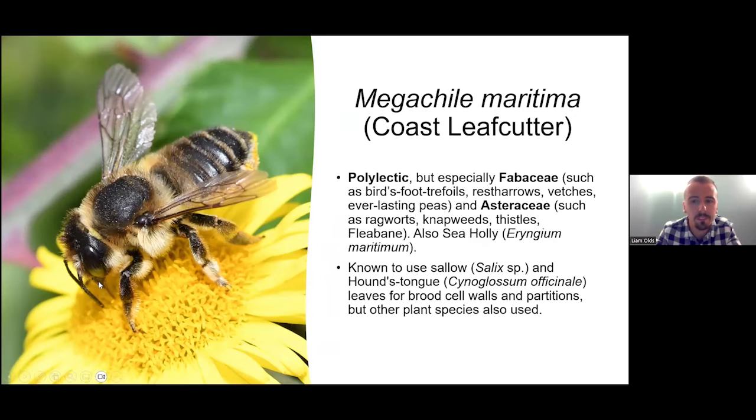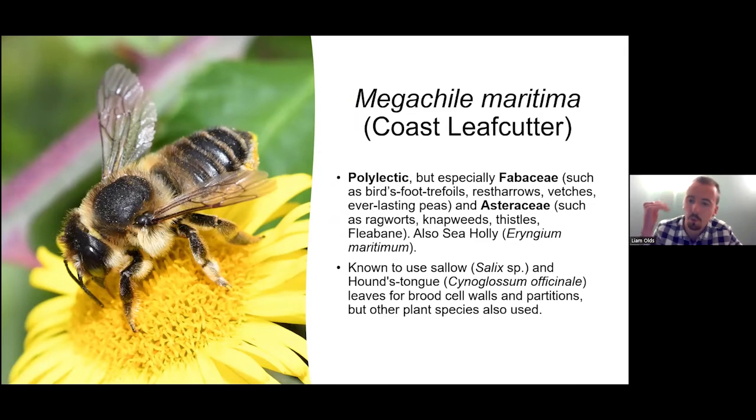And it's polylectic, so there's a wide variety of different plant families, especially the Fabaceae, the legumes, the pea family. So birds-foot trefoils, restharrows, vetches, everlasting peas, they're all good plants for it. Also the Asteraceae, the daisy family, so your ragworts, your knapweeds, your thistles, your common fleabane, that sort of thing. And a plant that I strongly associate with this species is sea holly. That's what I commonly see on sand dunes, and this is what they largely use as well.